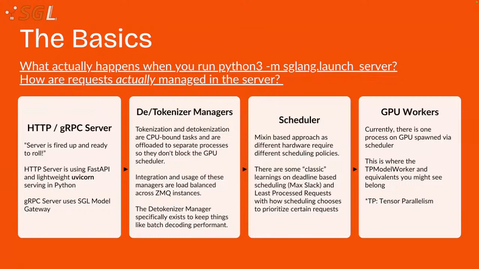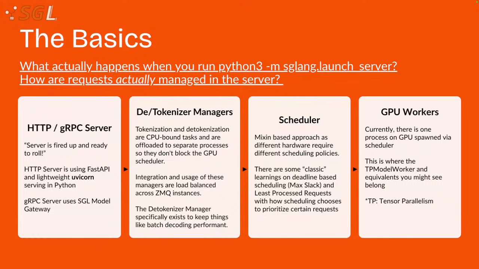Last but not least, we actually have to run the computation somewhere, and these are our GPU workers. In SGLang right now, there is one process per GPU that controls what that GPU is running. This is an intentional design choice because you want to minimize contention per GPU worker.